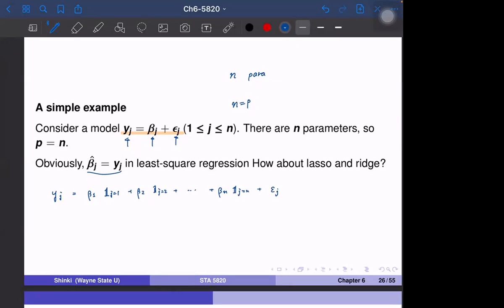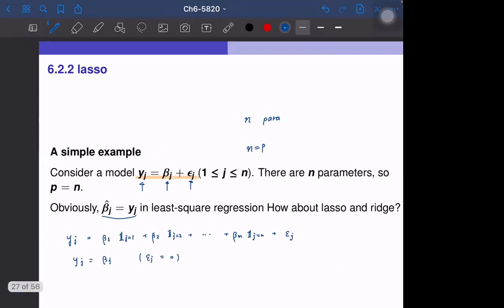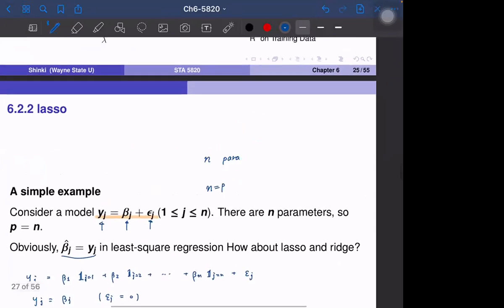This is a kind of trivial model, so it sounds strange, but basically this model means yj is equal to beta j. We prepare one parameter for each observation, so actually the error is 0. To answer your question, beta j is the coefficient for the dummy variable for each specific observation. I see, thanks.